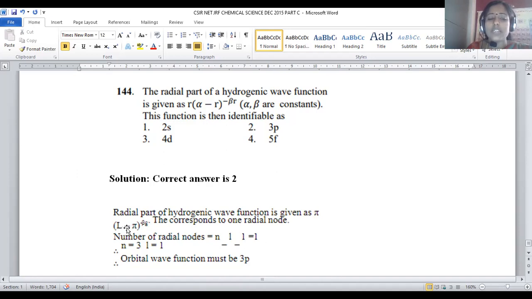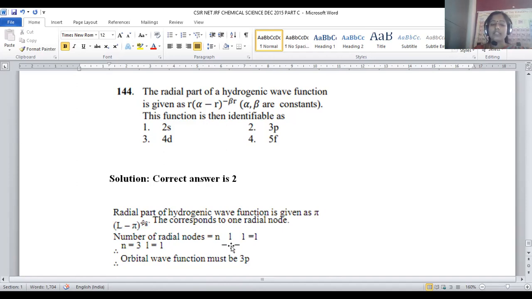So from this equation, it is very clear that 1 is the radial node. That means we know the answer. From this answer, we have to predict what is the n value and what is the L value. So when we take n is equal to 3, L is equal to 1, it is possible to get one radial node. So let us substitute principal quantum number 3.